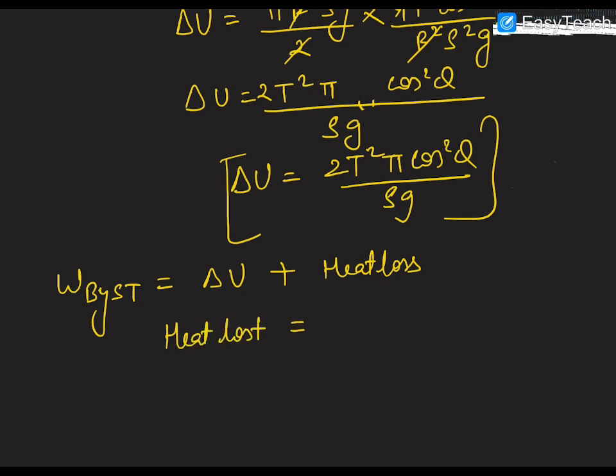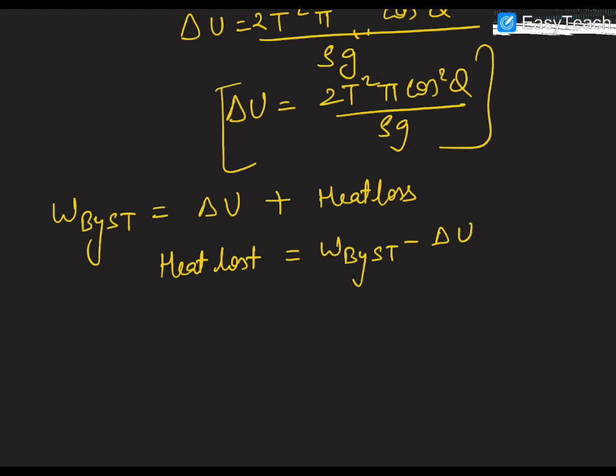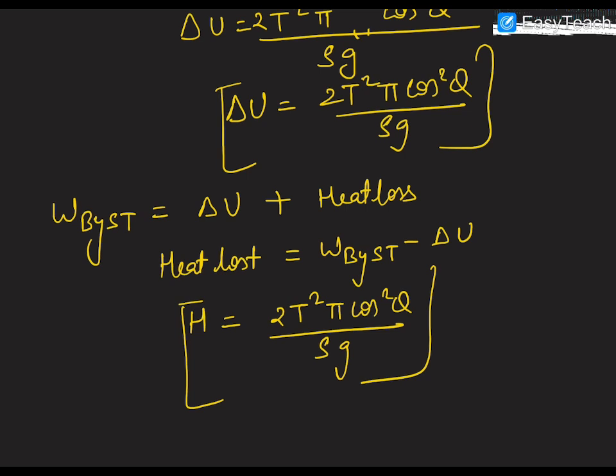So heat lost can be written as the work done by surface tension minus delta U. As you can see, the work done by surface tension is twice of delta U. So we can say that it would be 2T square pi cos square theta by rho g. This is the heat lost in the process of capillary rise.